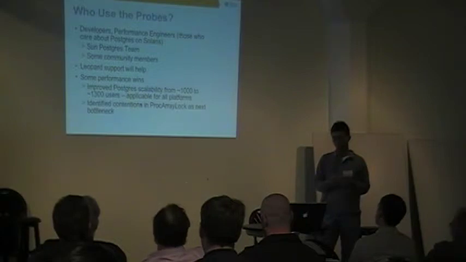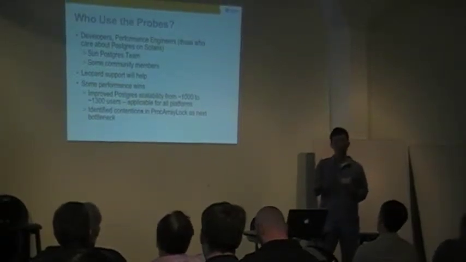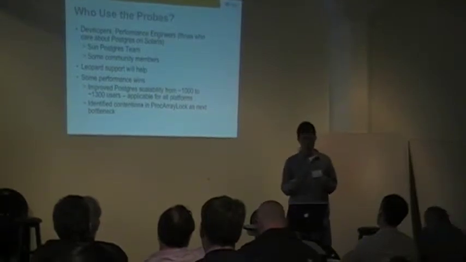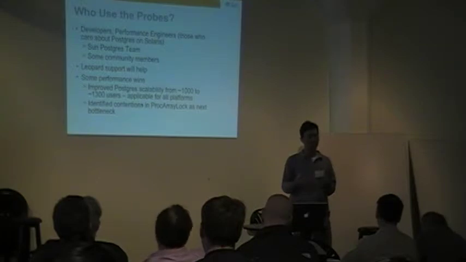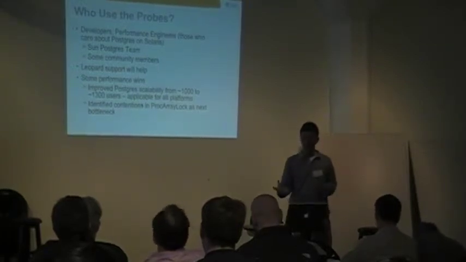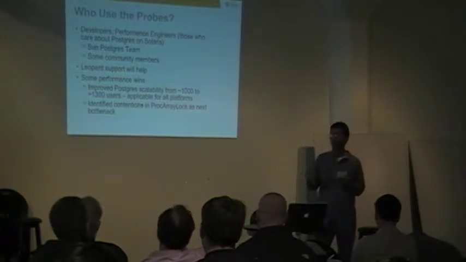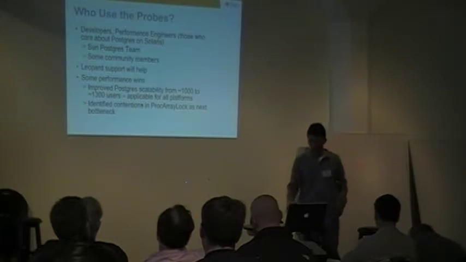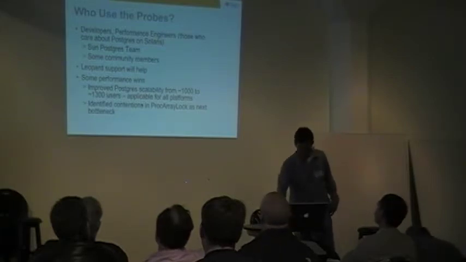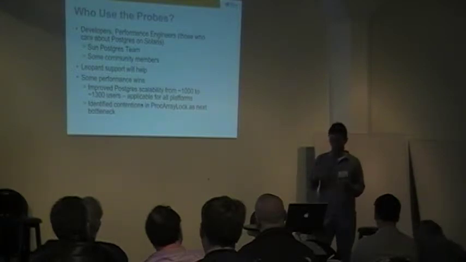For example, we have a Sun group that's working on Postgres, and they use that to identify performance issues. And some of the community members are now starting to express interest in using these probes to identify performance problems. And with Leopard now having dtrace, I think there's going to be more users interested in using the probes in Postgres.